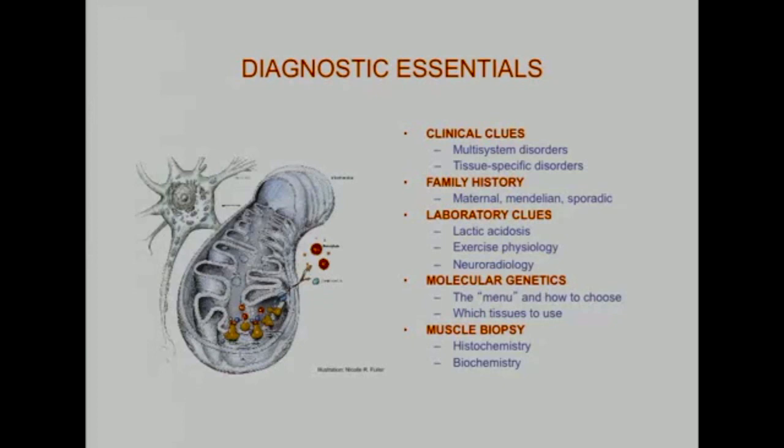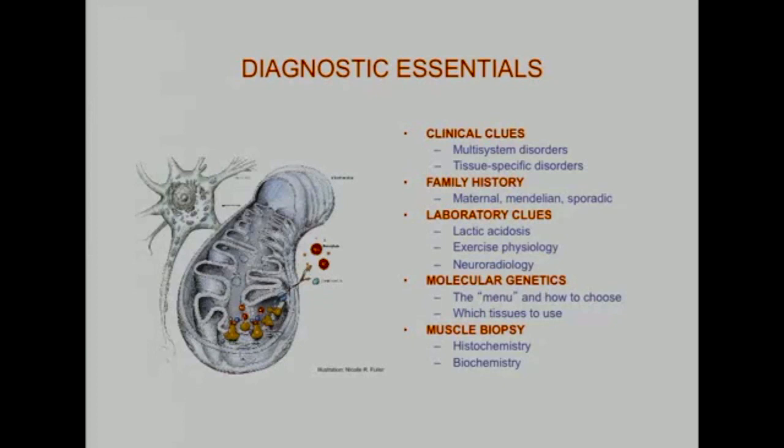Molecular genetics. We're in an era of transition. In the old days, we obviously had great difficulty sequencing, but now with next generation sequencing, we can do panels or whole exome sequencing to find these mutations. And mitochondrial DNA is particularly good for next generation sequencing because we can sequence it 1,000 or 7,000 fold depending on the technique, and we can pick up low levels of pathogenic mutations.